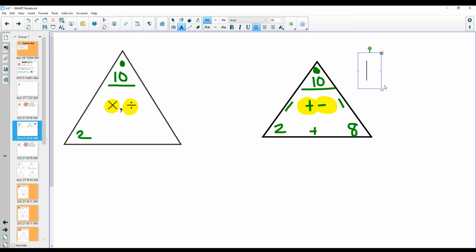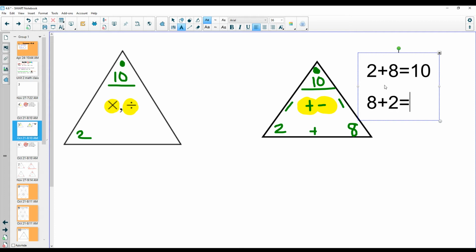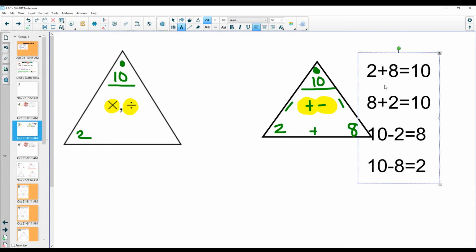Now think about, we can make our fact families. We would do our turnaround fact. 2 plus 8 equals 10. Then we would do the turnaround fact. Instead of starting with 2, we'd go 8 plus 2 equals 10. Now we would start off with our big number, 10, take away 2 equals 8. And our last one, start with our bigger number again, 10 minus 8 equals 2. So we were able to come up with 4 facts.